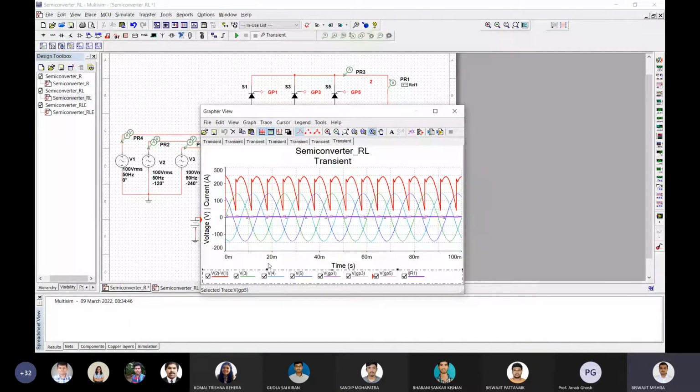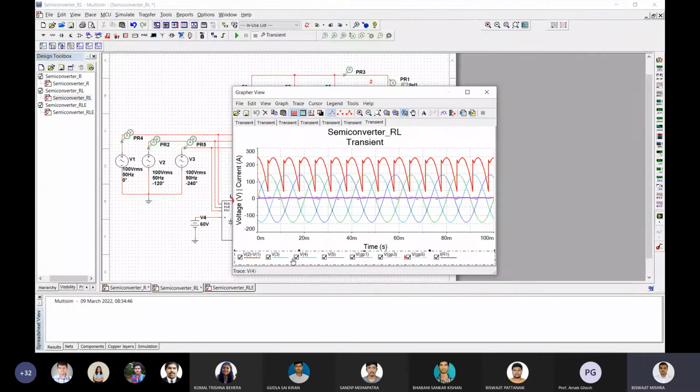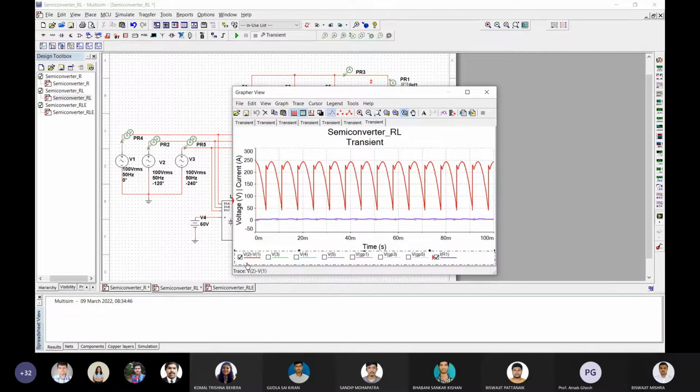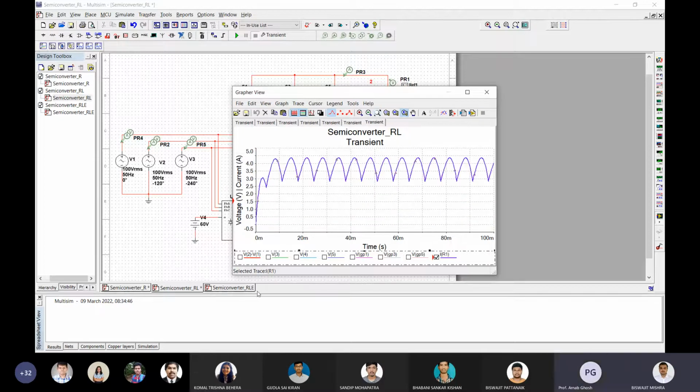This is for RL load, and alpha is 60 degree. Here for the current, we can see that for only R load, the current was directly following the voltage. But here we can see that the shape is a little bit different because of the inductor.